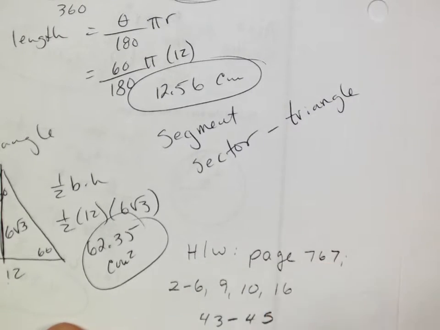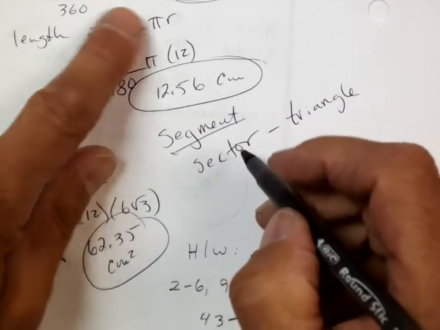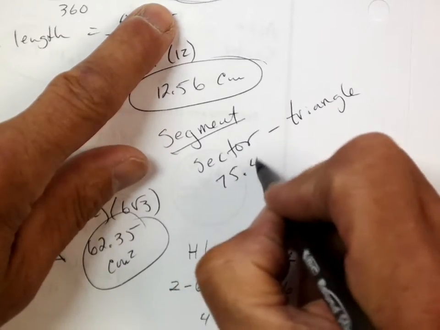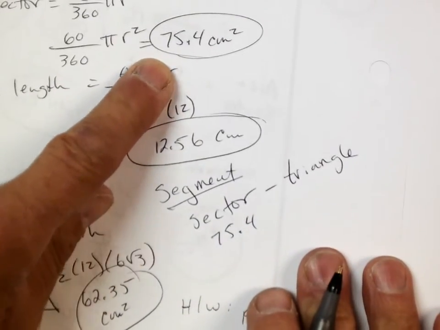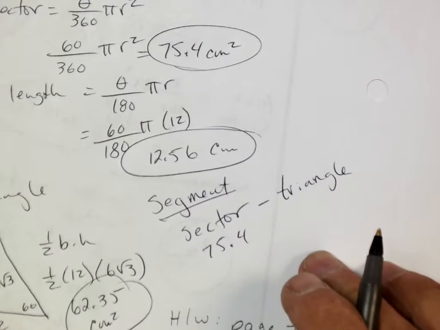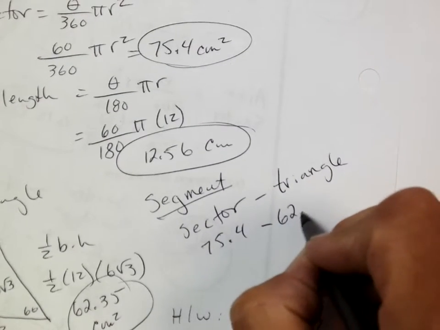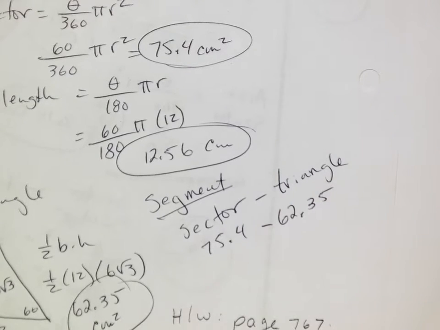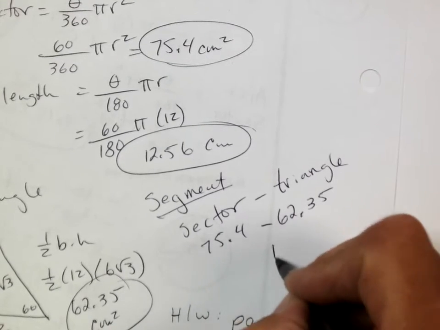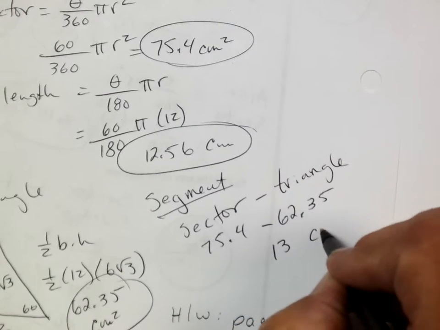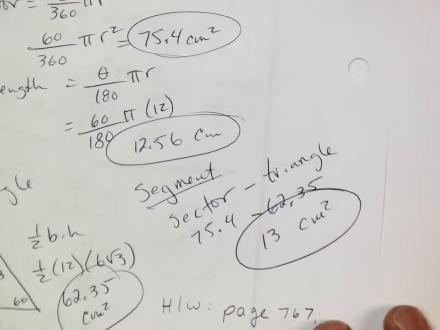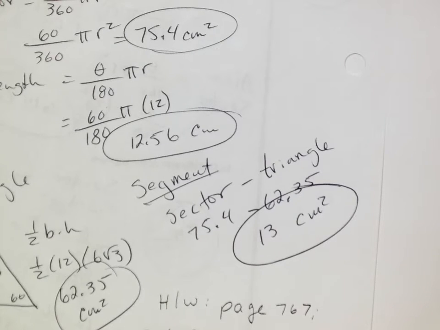So if I want to find the segment, it's going to be the sector. Well, the sector we found out was 75.4, right? It's right there. Minus the triangle, which we just found here. It's minus my 62.35. Just going to use my calculator. Let's see, 75.4. Subtract that. Get an answer about 13. About 13. And that's going to be centimeters squared also because it's area, okay? How's that? Okay, not bad, is it?